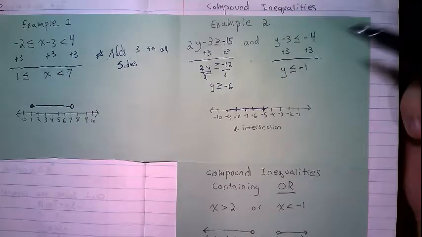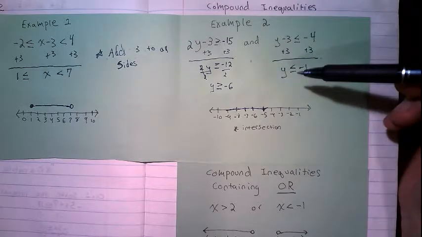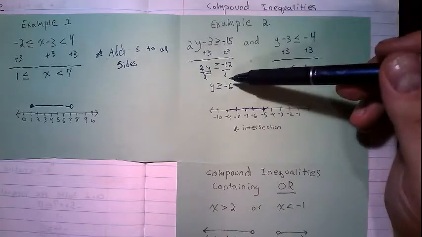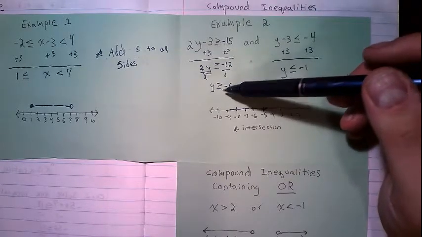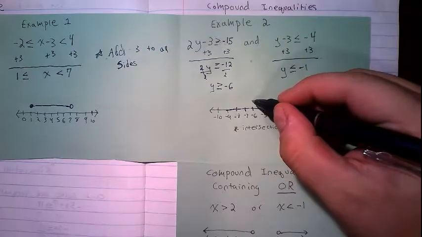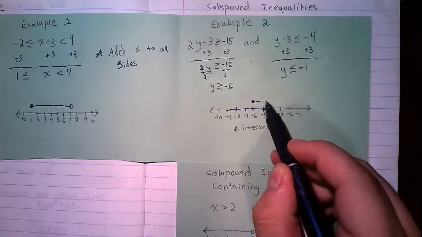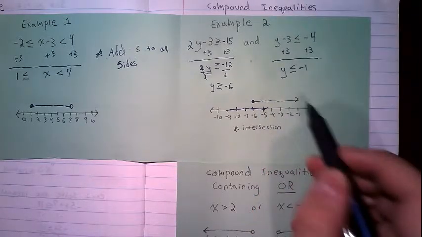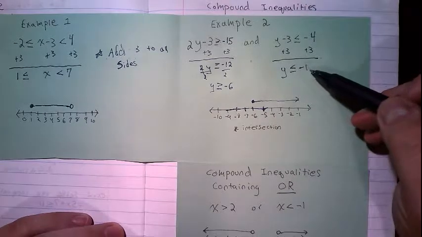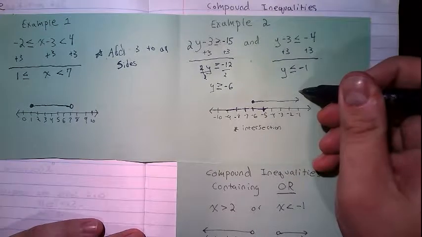So let's see, what does that mean? So let's graph them separately and see what happens. For this one here, y is greater than or equal to negative 6. So here's negative 6. If I were to graph that, it's all these values that are greater than or equal to negative 6. If I were to graph this one, it's all the values that are less than or equal to negative 1.